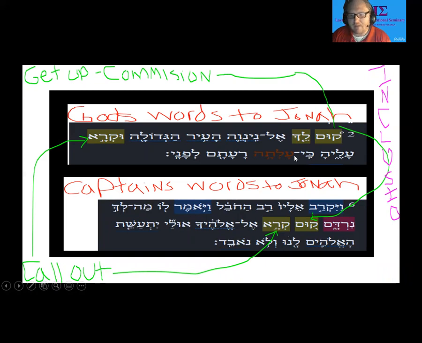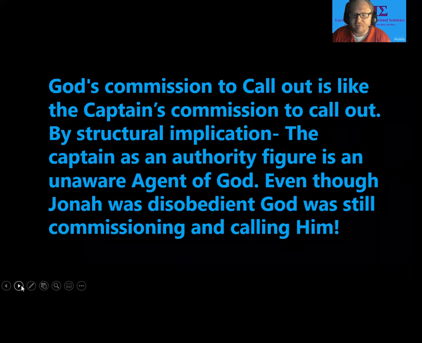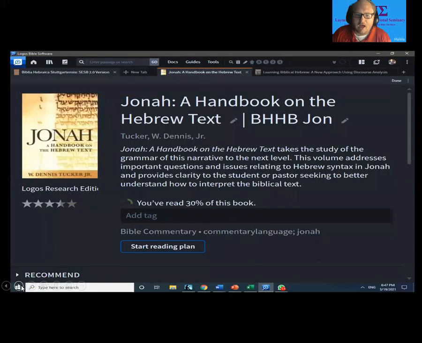So this is, I'm thinking maybe observation wise, this might be an inclusio. I'm not sure, just indicating that unit. So putting that together, God's commission to call out is like the captain's commission to call out. By structural implication, the captain as an authority figure is an unaware agent of God. Even though Jonah was disobedient, God was still commissioning and calling him. That seems to be an implication of what's being said here.